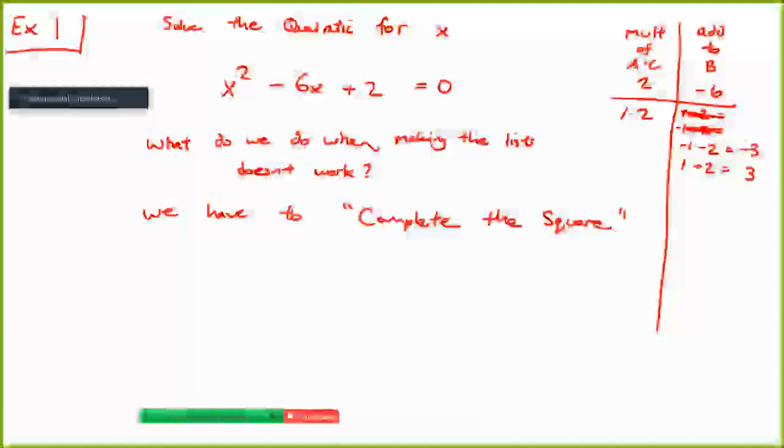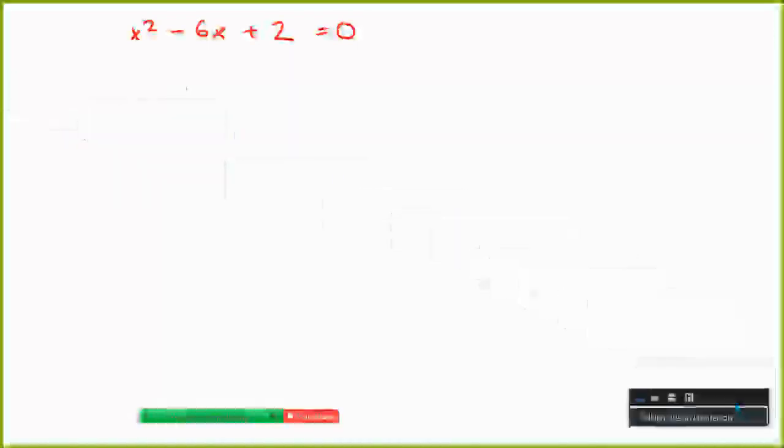So get ready. This is kind of a process. But the math we're going to do is not really anything new or crazy. It's just a new process that you haven't done before. Completing the square. So x to the second power minus 6x plus 2 equals 0. And our goal is just to factor it like normal. x is equal to some numbers. That's what we're trying to find. But we tried making our lists and it didn't work. So here's what we do.